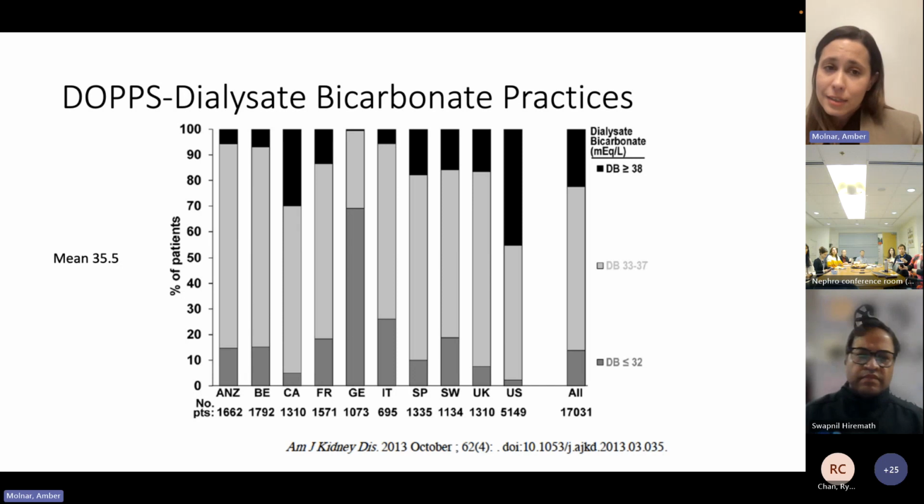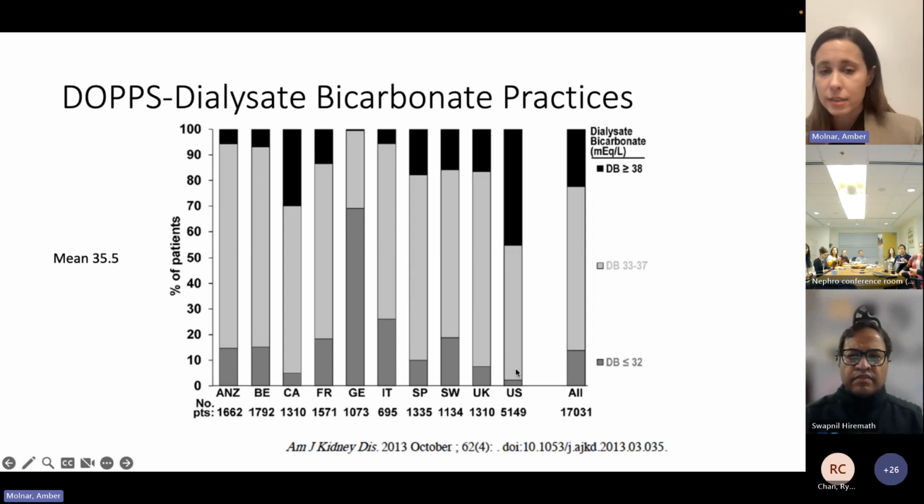So what are the practices with respect to dialysate bicarbonate? And this is DOPPS data. This data is getting a bit old. This study was published in 2013. It included more than 17,000 patients across 11 countries. Canada is included here. There's also US data.